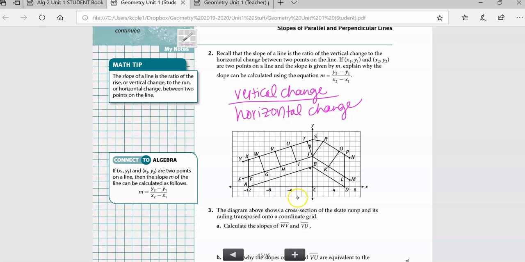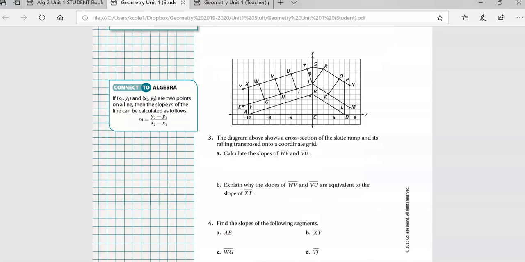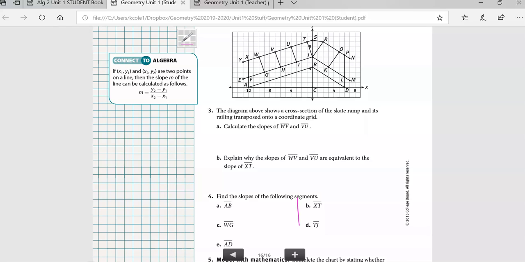So we're going to practice that. If we are calculating the slope of WV, W is here, V is there. So we are going to do rise over run. Now, we could also do the y2 minus y1, but with something like this, it's really easy for us just to count. The rise is 1, the run is 3, so 1/3. Okay, then we're looking at V to U. So again, 1/3.